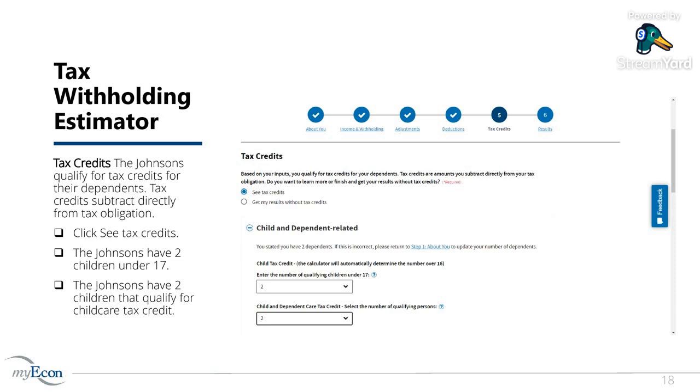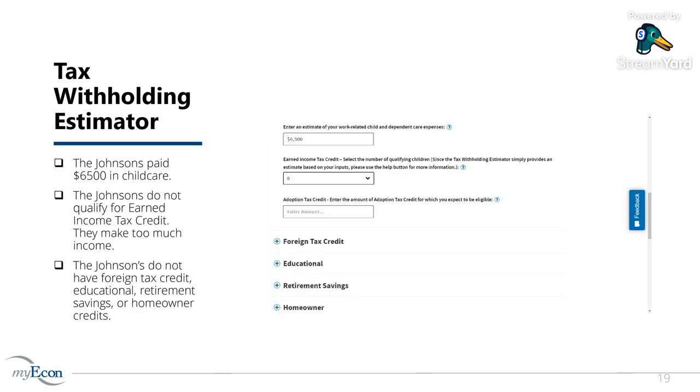Right? And looking into your tax credits, the Johnson family, they qualify for tax credits for their dependents. Tax credits subtract directly from your tax obligation, or what you owe. Okay, so you have credits, it subtracts from what you owe, right? So you click to see those tax credits, and they have two children under 17. The Johnsons have 2 children that qualify for the child care tax credit. All right, so child care now, the Johnsons paid $500 in child care.